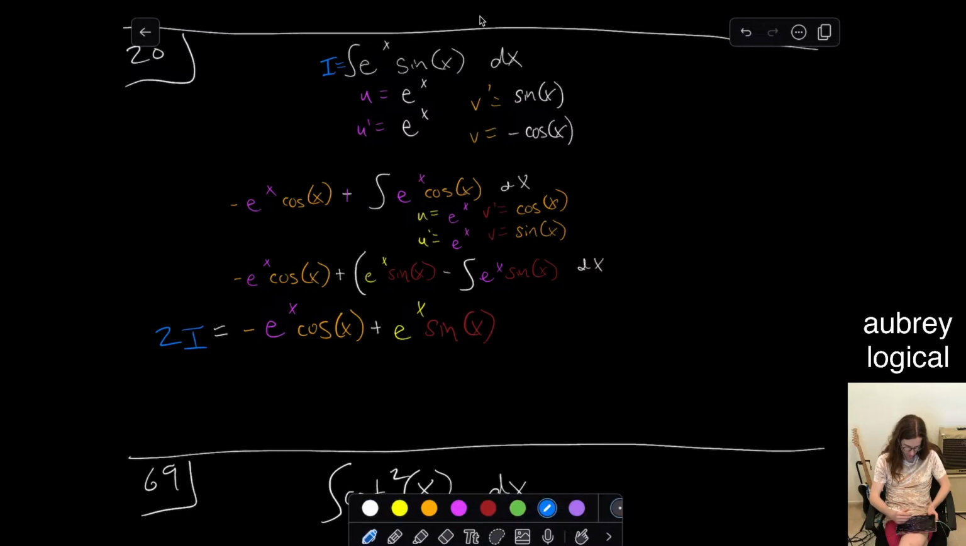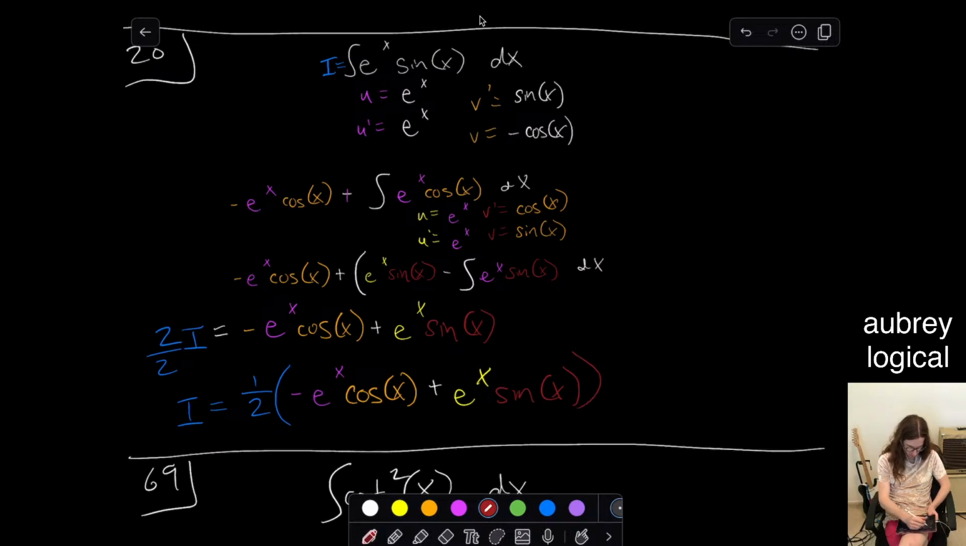So now we've got 2 times the integral of this, and then we can just divide by 2, and then our final answer is going to be 1/2 times negative e to the x times cosine of x plus e to the x times sine of x, plus an arbitrary constant number.